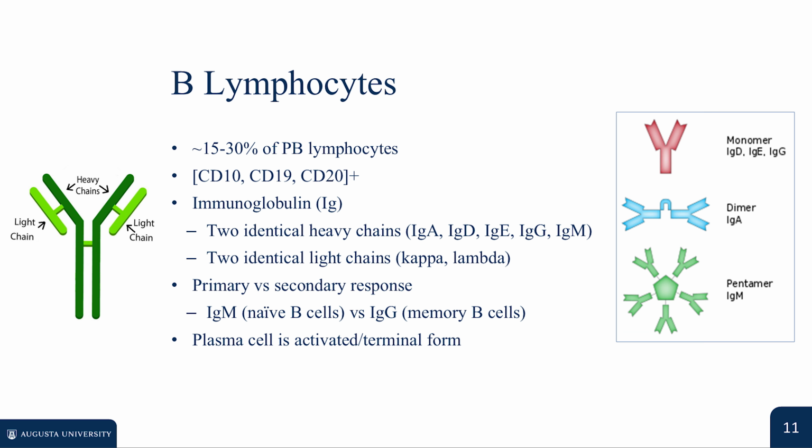Upon secondary antigen exposure, activated B cells undergo immunoglobulin class switching to produce monomeric IgG, which mediates long-term systemic adaptive immunity. Memory B cells maintain this class-switched surface immunoglobulin for rapid recall upon reinfection, while terminally differentiated plasma cells secrete massive quantities of soluble antibodies directly into circulation.